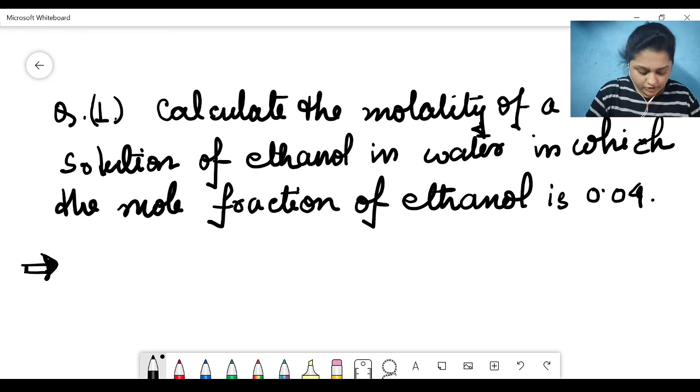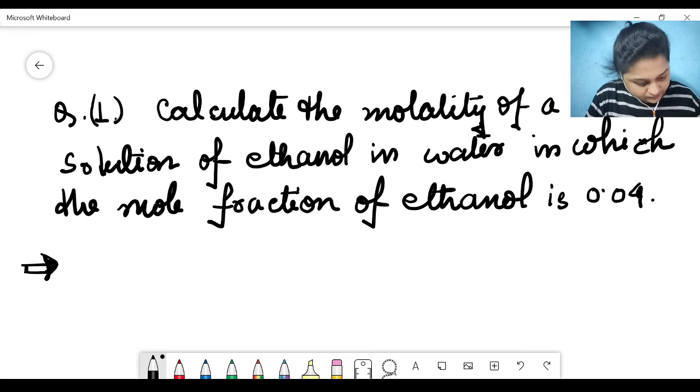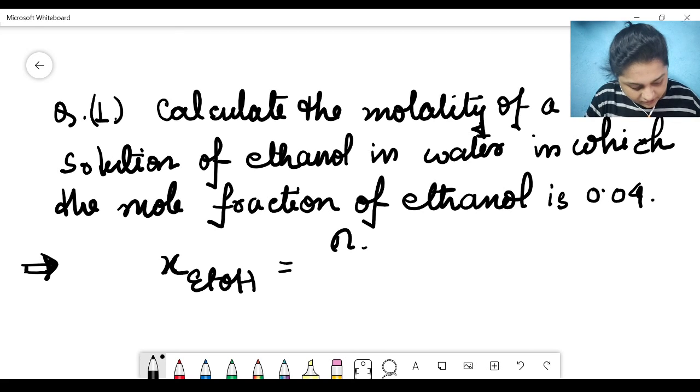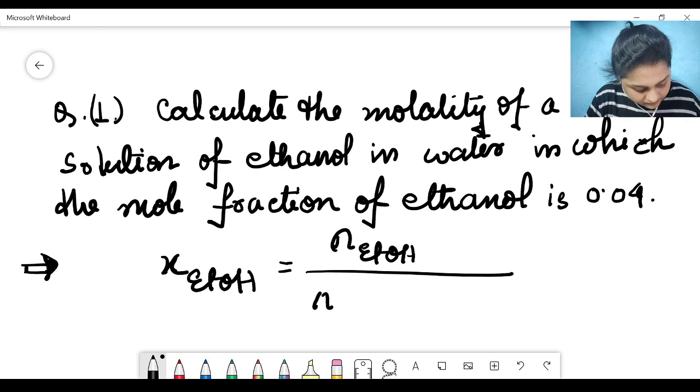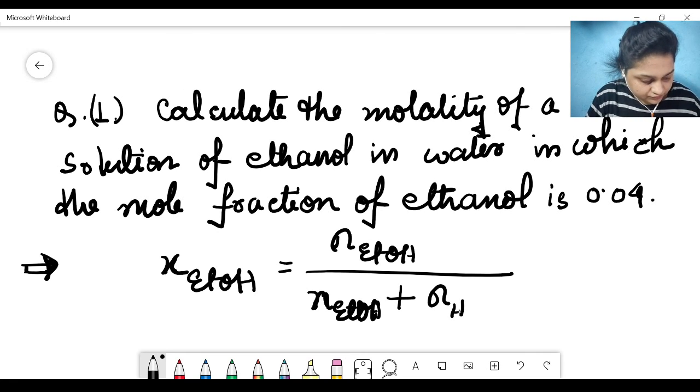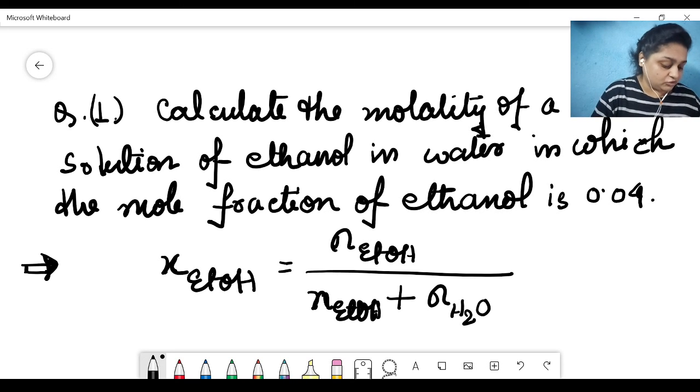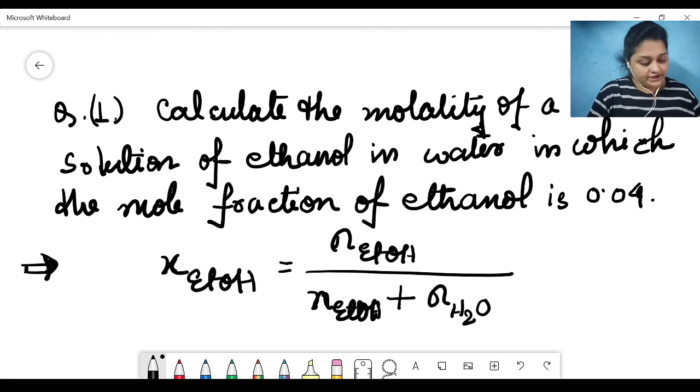Now, we all know by the definition of mole fraction, X of ethanol is equals to N of ethanol divided by N of ethanol plus N of H2O. Now X of ethanol represents the mole fraction of the ethanol, N of ethanol represents the mole number of the ethanol, and N of H2O represents the mole number of the water.